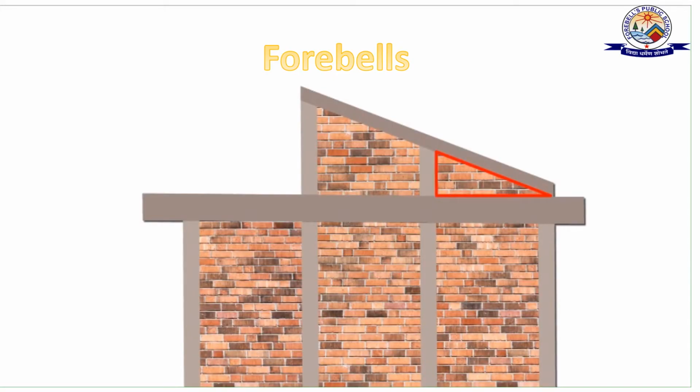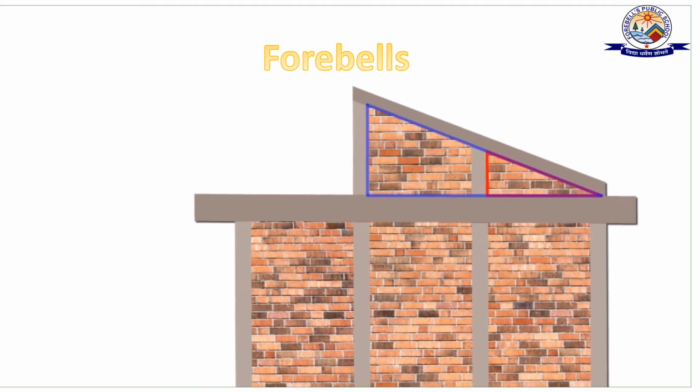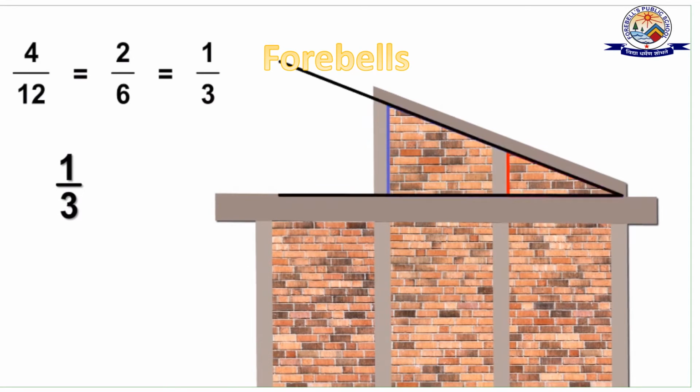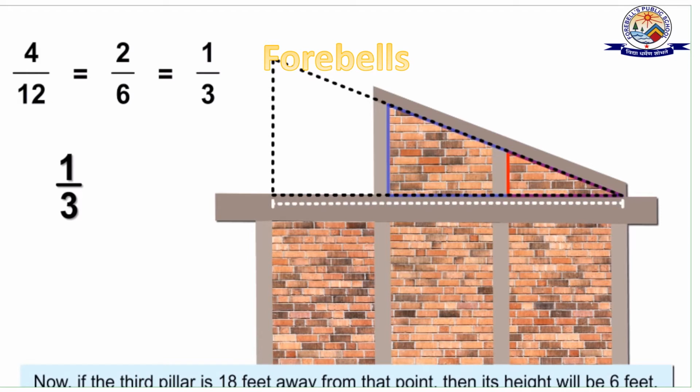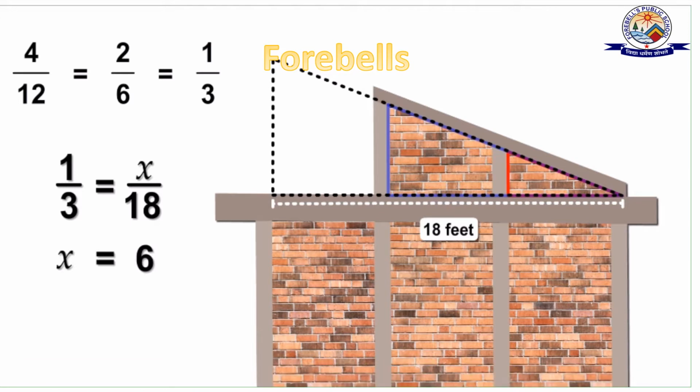To make a sloping roof, they have to be in a straight line, and the size of the triangle is increasing at a constant rate, which means that this ratio will be the same for the third triangle also. Now, if the third pillar is 18 feet away from that point, then its height will be 6 feet.